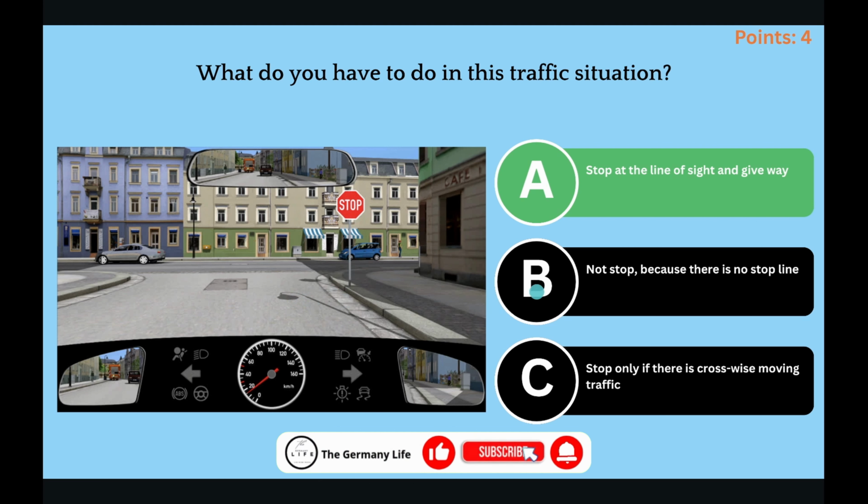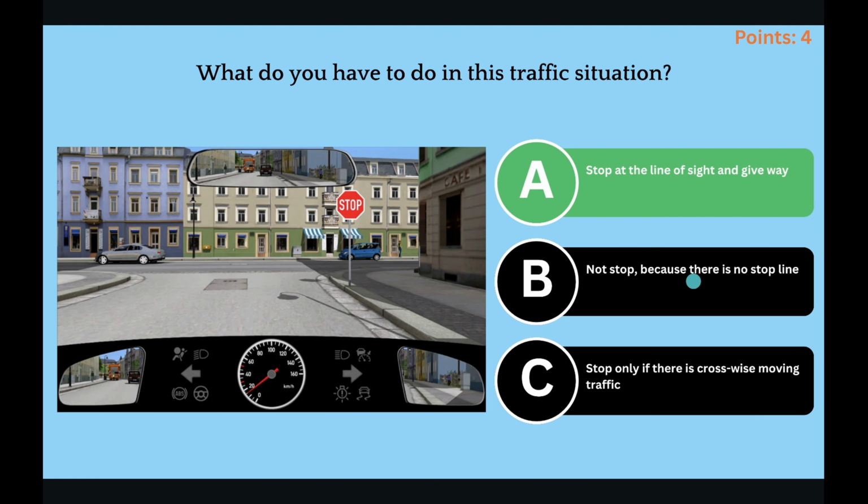B. Not stop because there is no stop line. This is also wrong. It does not matter if there is a stop line or not. Whenever you see a stop sign, you must stop at the line of sight. So, in this question, A is the correct answer.